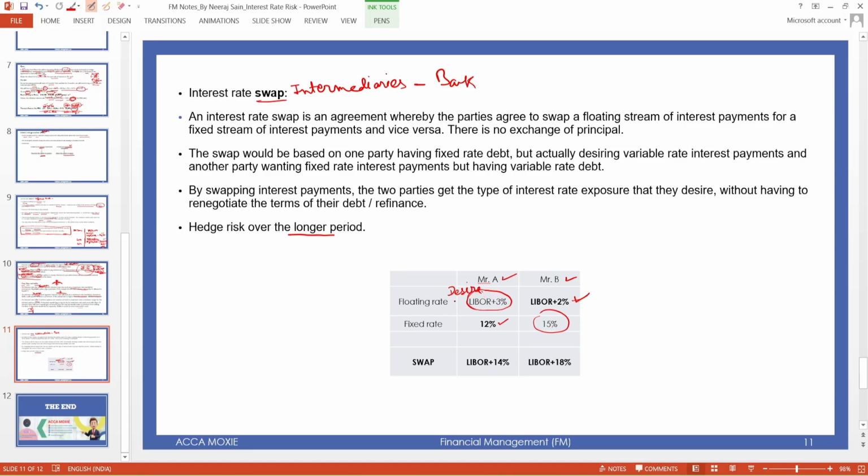Mr. A wants to borrow at floating rate, but Mr. B wants to borrow at fixed rate. But this is not beneficial for them. Because if we consider the aggregate loan, we are paying an aggregate of LIBOR plus 18%. But if they borrow according to their good credit history, Mr. A can borrow at 12%, and Mr. B can borrow at a variable rate of LIBOR plus 2%. So in aggregate, they are only paying LIBOR plus 14%, which means there is a saving of 4%.